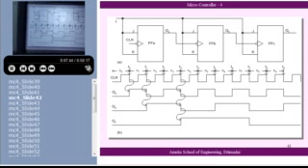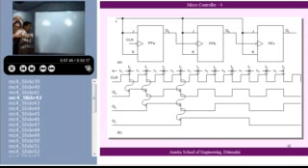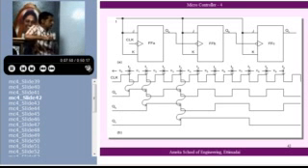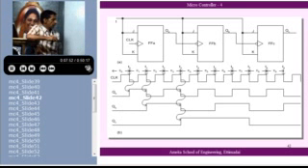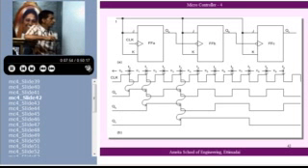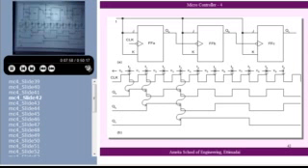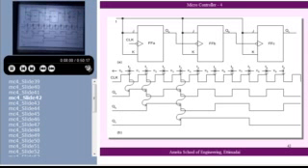Now QA is the clock for flip-flop B. Look at flip-flop B. At the negative edge of this waveform, flip-flop B is changing state. It has changed state here. Again at the next negative edge, it has changed state. It has gone to zero here. Again at this next negative edge of QA, it is changing state. Same thing continues. QB is another square wave. Its frequency is half of the frequency of QA.